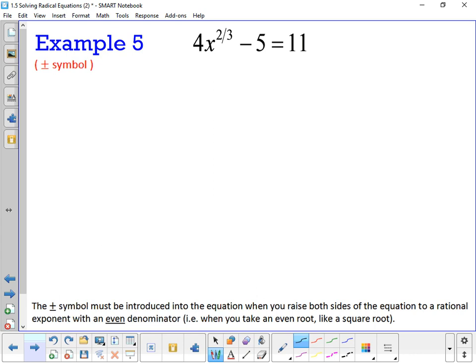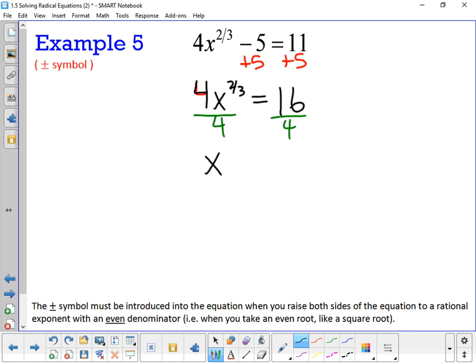Alrighty, one last bit for these radical or rational exponents. This equation is very similar to the last one we did. We'll just see one small difference as we progress. So we're going to add 5. 4x to the 2/3 is equal to 16. We want to divide by 4 so that we have x to the 2/3 is equal to 4.